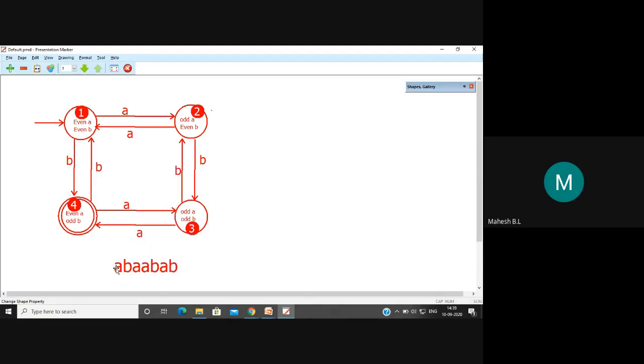As you can see, there are 1, 2, 3, 4 A's and 1, 2, 3 B's. That's why there are even number of A's and odd number of B's. That's why this string belongs to the language. Now our DFSM should be in state 4 after processing this particular string.